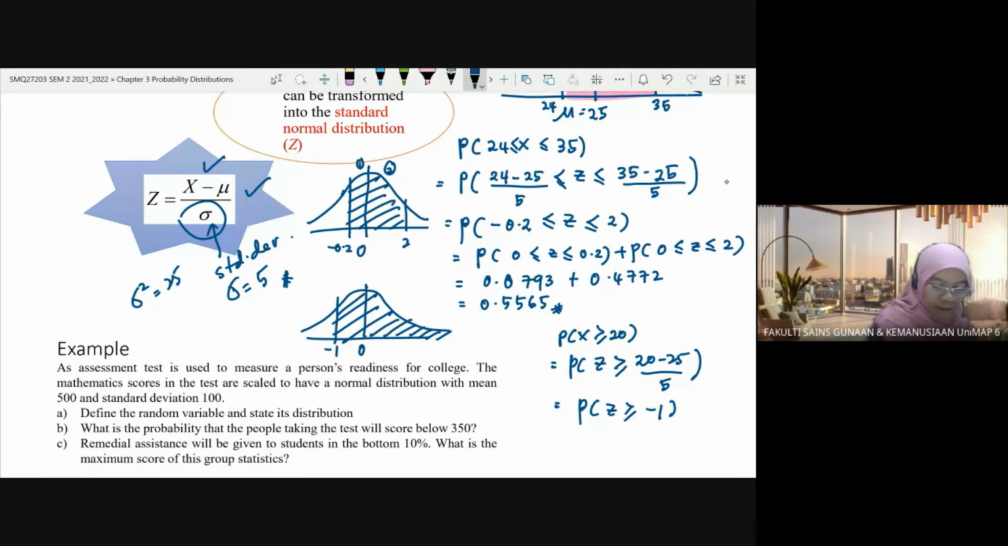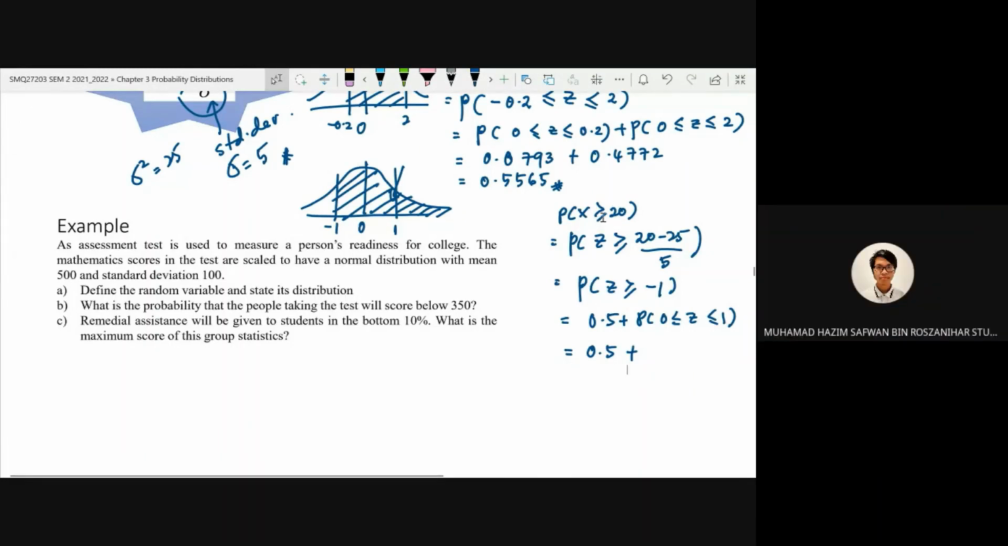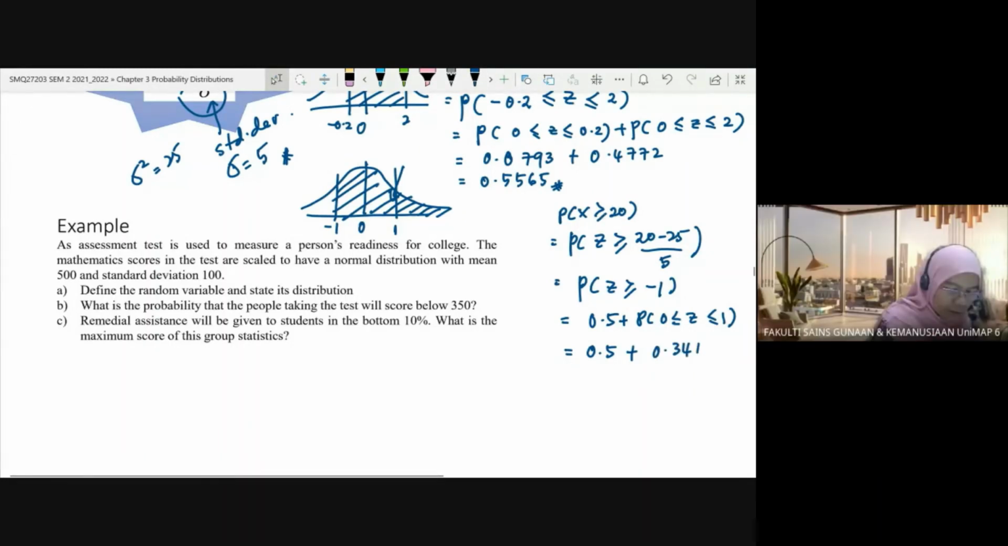So if Z is greater than negative 1, so what is the working, class? This is already halfway, so 0.5 plus P from 0 until Z equals 1. Bring it to 1. So how much do we get, class? 0.5 plus what? 0.3413. Yes, 0.3413. So your probability value is 0.8413. So you got the answer.